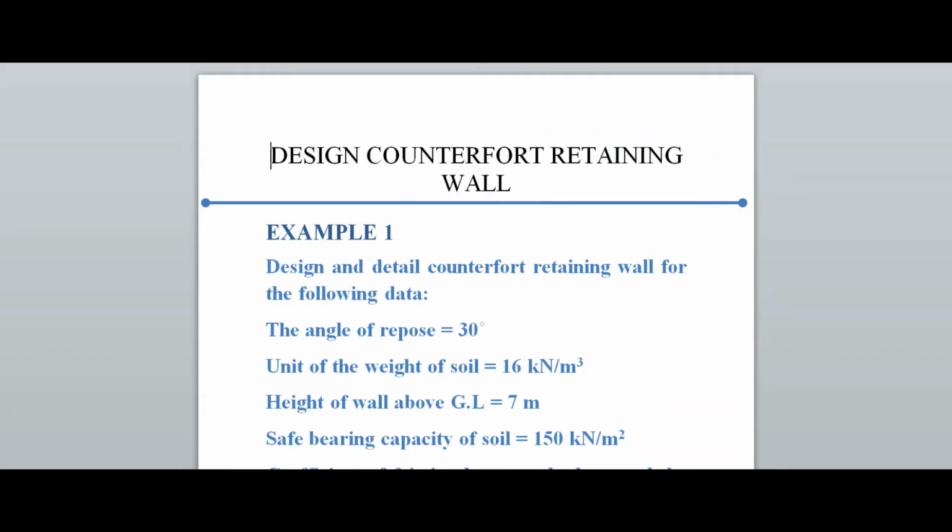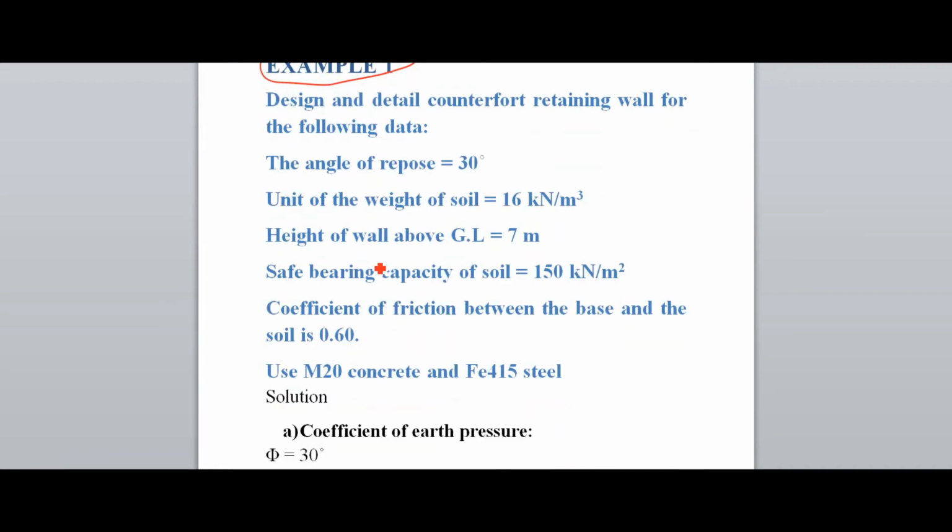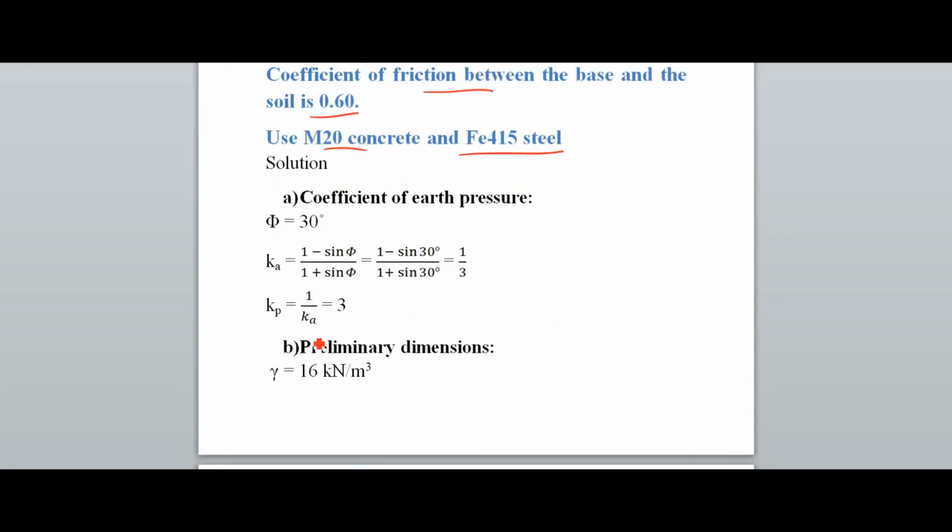Now let's change the pen here. Design the counterfort retaining wall. Here is Example 1 which you read earlier in the presentation. Design and detail a counterfort retaining wall for the following data: angle of repose 30 degrees, unit weight of soil 60, height above ground level 7, safe bearing capacity 150, coefficient of friction between base and soil 0.6, M20 concrete and Fe415 steel. We read all the data earlier. Now we have the solution.